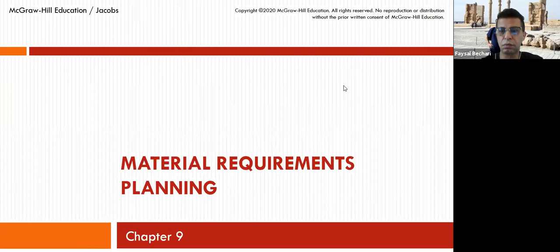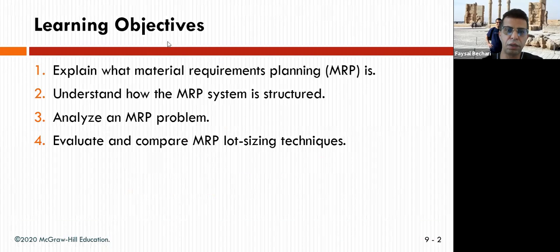So in material requirement planning, we're going to learn how to explain what material requirement planning, or MRP, is, understand how the MRP system is structured, analyze an MRP problem, and evaluate and compare MRP lot sizing techniques. And you know, MRP is usually connected to ERP, enterprise resource planning, and how these things work together.